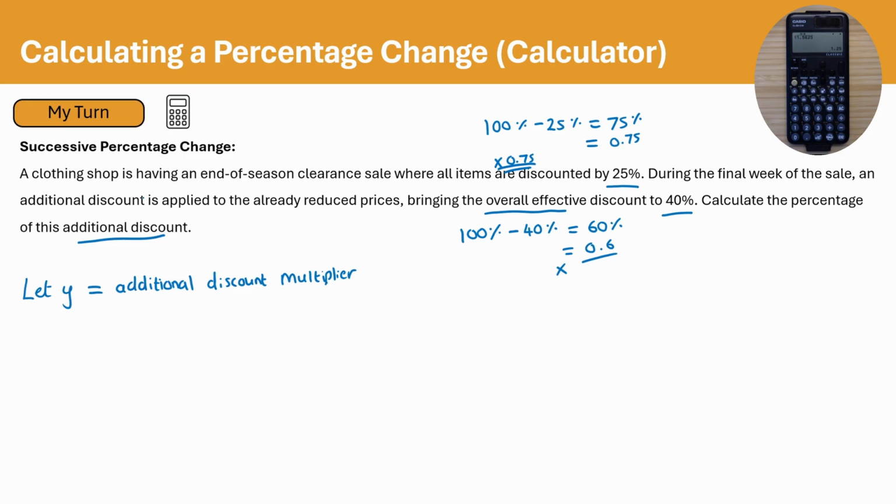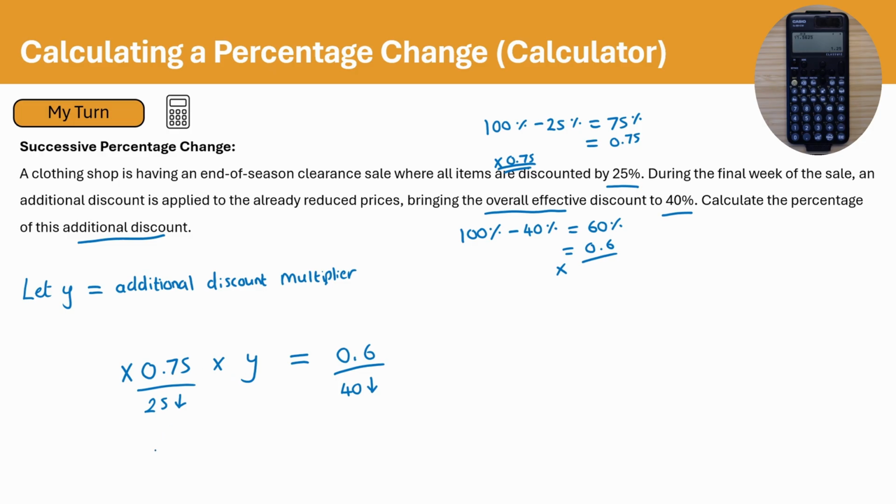Okay, let's imagine what's happening in this question. You have a clothing shop and they've discounted all the items by 25%. In other words, they multiplied all of the items by 0.75. This 0.75 corresponds to the 25% discount. During the final week of the sale, an additional discount is applied to the already reduced items. We don't know what that additional multiplier is yet, but we've said that it's y, bringing the overall effective discount to 40%. So whatever these two numbers are multiplied together, it gives me this overall effective discount of 40%, which we represent as a 0.6 multiplier. This is a 40% overall reduction.